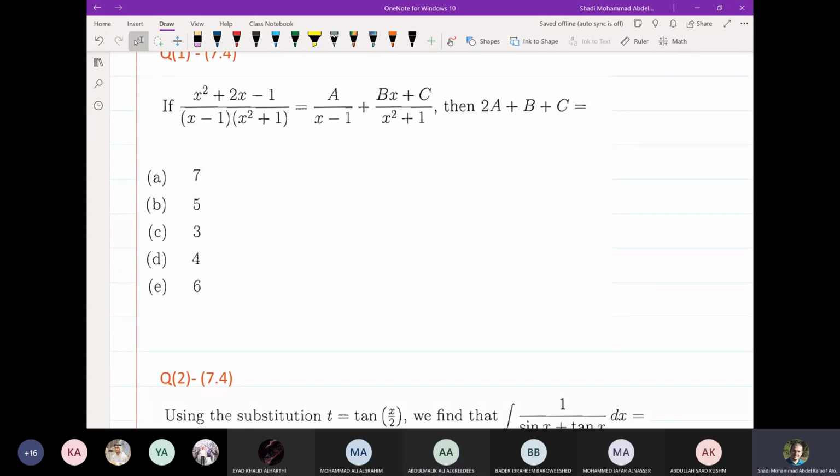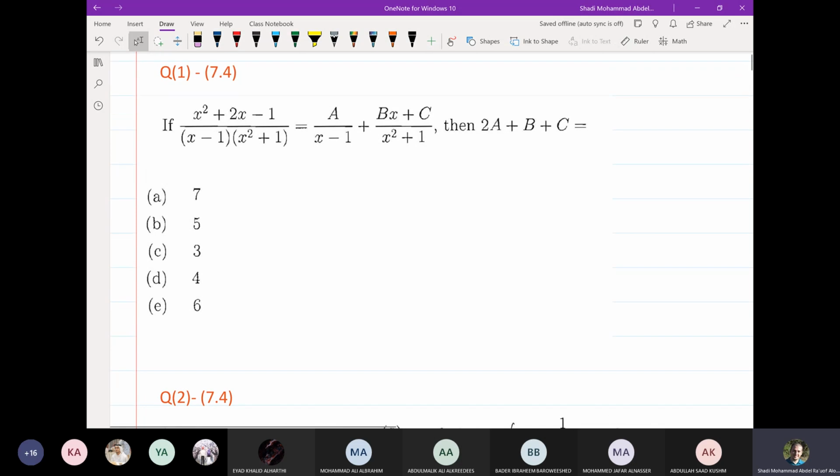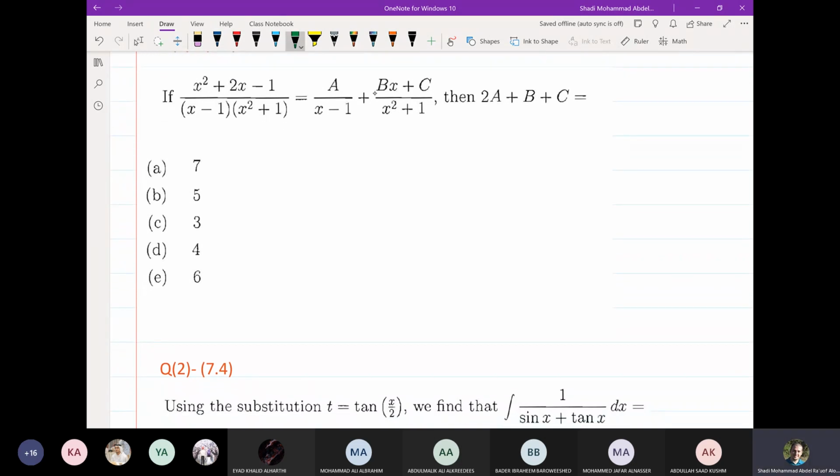So today, as you know, one of the integration techniques is the integration by partial fraction. There are some important ideas about the partial fraction. For example, let me start with question number 1. In question number 1, he said that if you use partial fraction to split the left-hand side, after you split it, you will find it will be equal to a over x minus 1 plus bx plus c over x squared plus 1. What is the value of 2a plus b plus c?